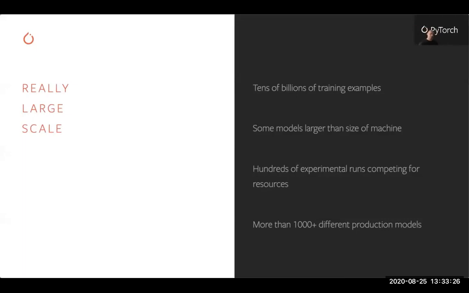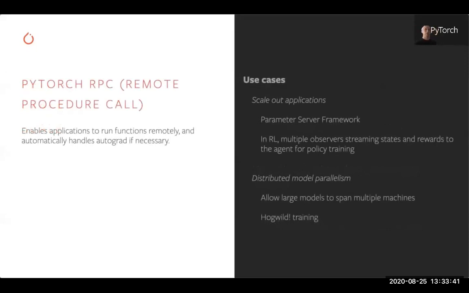What if I'm running, say, hundreds of experimental runs and they're competing for resources? What if I have 1,000 plus different production models? This is what we mean about production or really large scale. So one of the things we built is this PyTorch RPC framework. RPC stands for Remote Procedure Call. And what this does is enable applications to run functions remotely and automatically handle things like autograd.